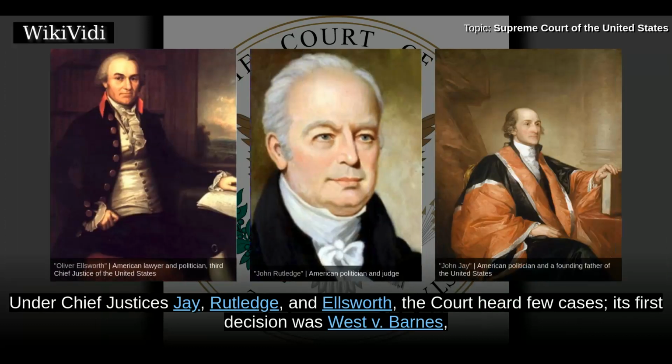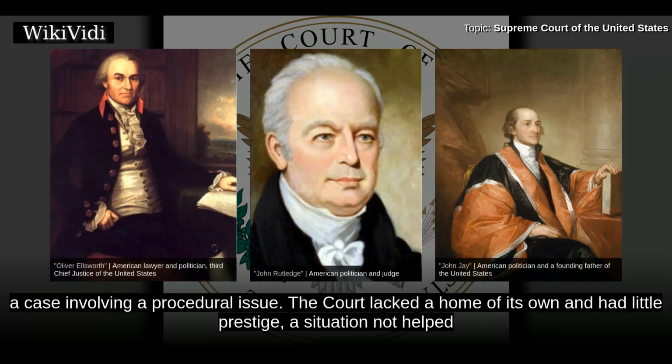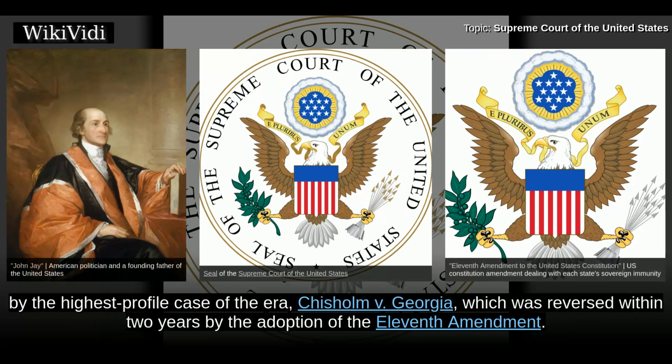Under Chief Justices J. Rutledge and Ellsworth, the court heard few cases. Its first decision was West v. Barnes, a case involving a procedural issue. The court lacked a home of its own and had little prestige, a situation not helped by the highest profile case of the era, Chisholm v. Georgia, which was reversed within 2 years by the adoption of the 11th Amendment.